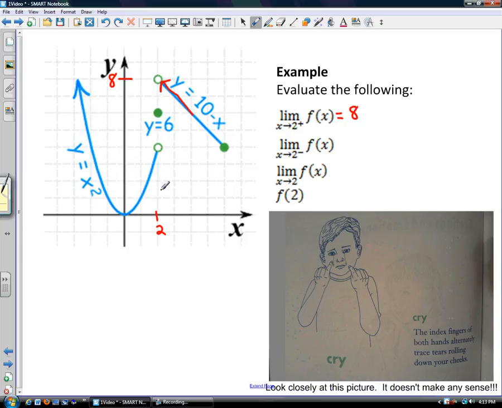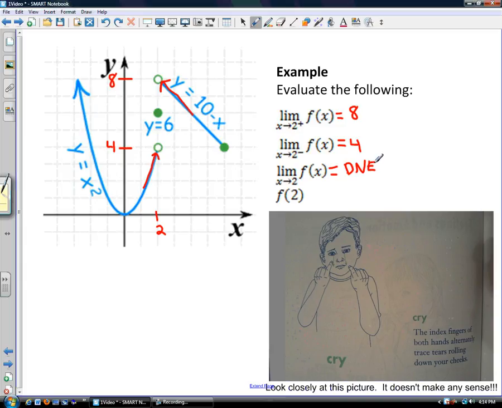And my limit as x goes to 2 from the left, I'm following this side of my piecewise function, which equals whatever this y value is, which would be 4. And the limits from both sides would have to be the same in order for the limit as x goes to 2 to exist. 8 is not equal to 4, so therefore this does not exist.